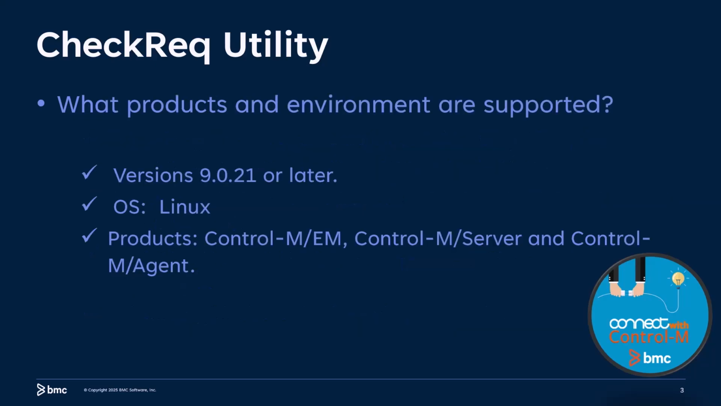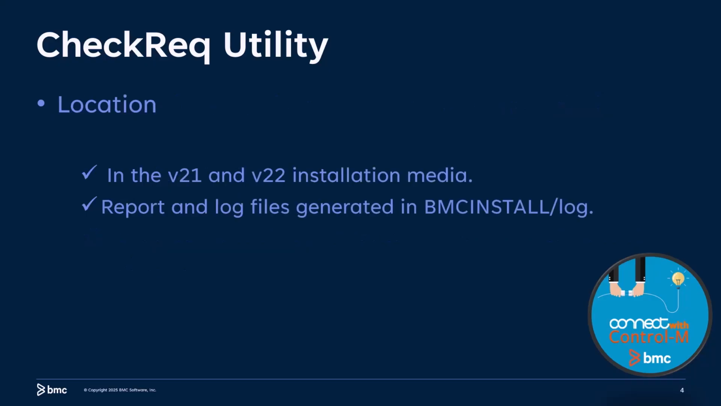You can run this utility for version 9.0.21 environments and above. It can be run only in Linux operating system, and it is available for Control-M Enterprise Manager, Server, and Agent products. The utility can be found in the 9.0.21 or 9.0.22 installation media. The report and log files are created under BMC install/log directory. We will see this in the demo.